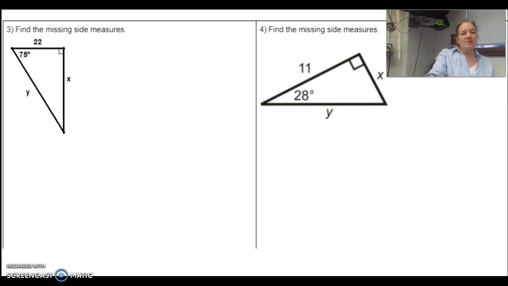Okay, find the missing side measures. Exact same issue. What do I do first? I label my angle and my sides every single time. So this is my hypotenuse because it's opposite my right angle. This is the angle I'm talking about, so I draw the line. 22 must be the adjacent side because that's what's touching. And then x is O.